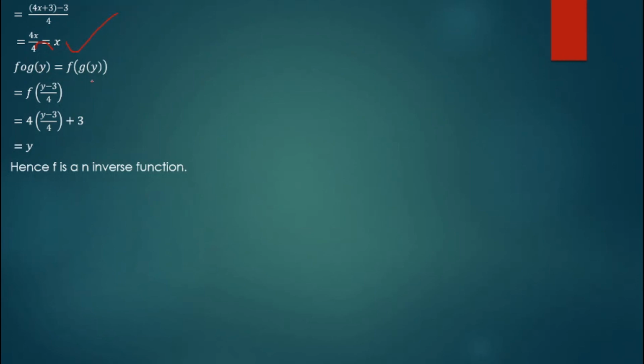Next, fog of y equal to f of g of y. So what is our g of y? Y minus 3 by 4. So that we have written. So in f of x we'll be substituting it. So instead of x we'll be writing y minus 3 by 4. Here 4 gets cancelled. We have y minus 3 plus 3. So minus 3 plus 3 again gone. So remaining y, again fog is also being satisfied as y. So hence f is an inverse function. So here till the 7th question we have done. Thank you.